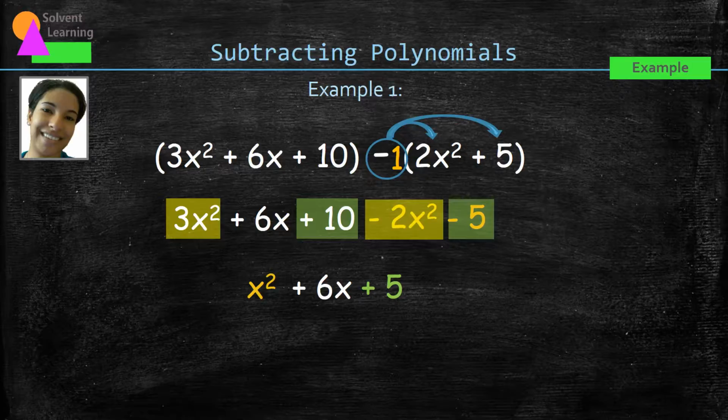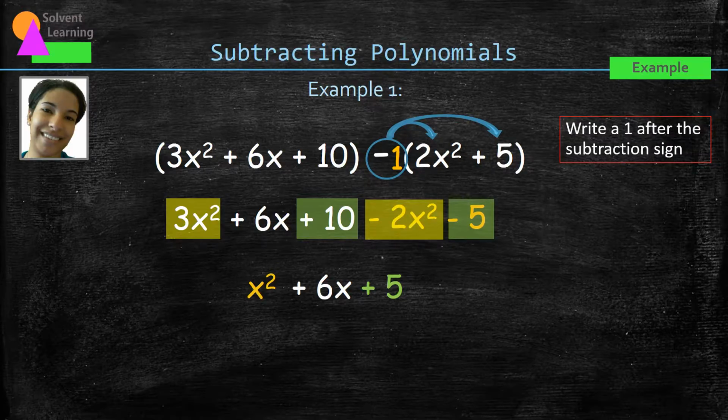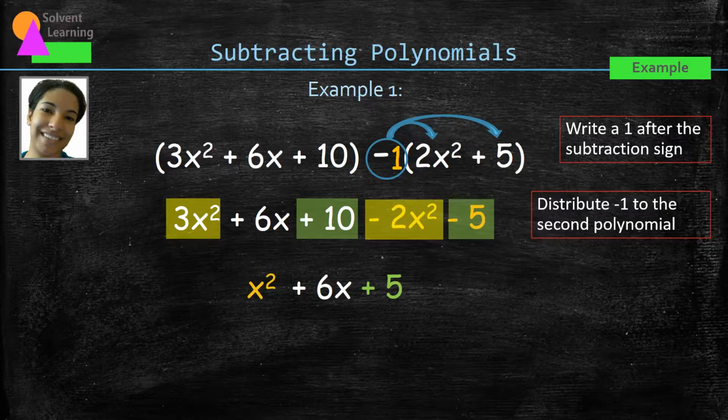Now let's go back and trace every step that we took. The first thing that we did after we brought down the first polynomial was to add a 1 after the subtraction sign. And then we distributed the -1 to the second polynomial. And then we simplified the expression by combining like terms. We're going to follow those same steps in our next example as well.